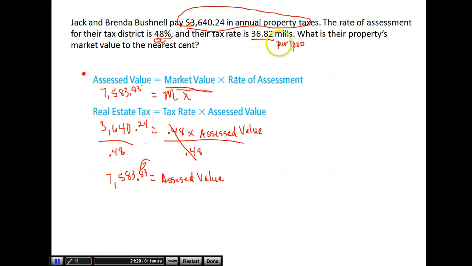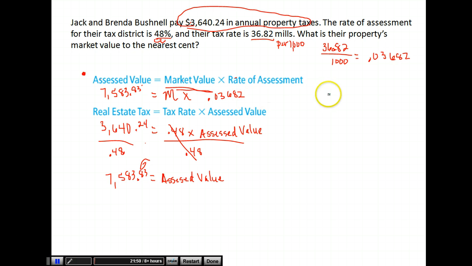That means per thousand. So before I can put that into my equation, I have to do the per thousand, which means to divide that number by 1,000. So I take 36.82 and divide by 1,000. And I get 0.03682. That is my rate of assessment right here.